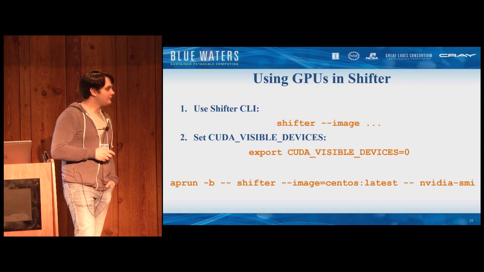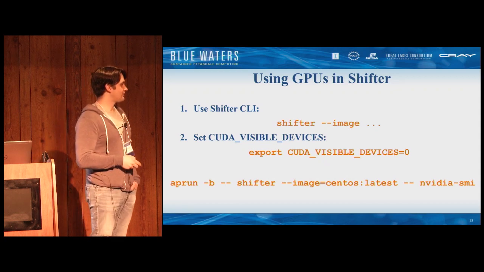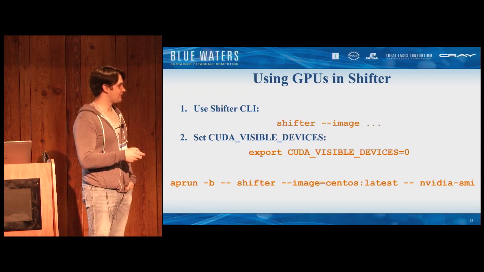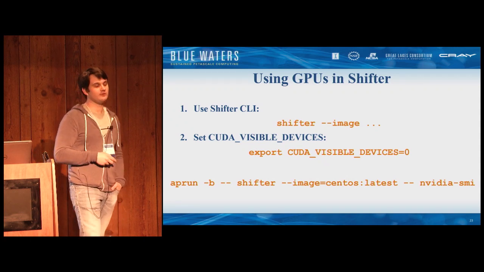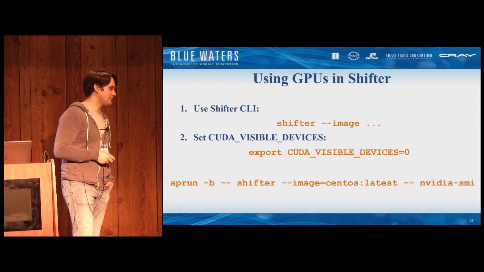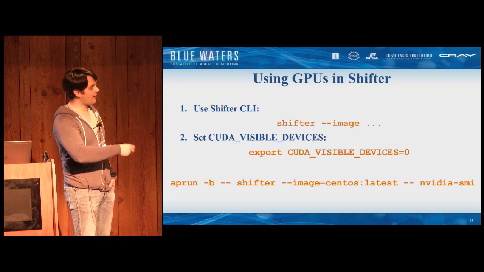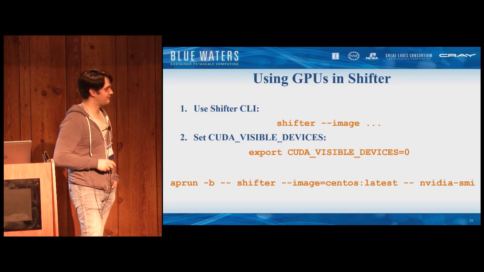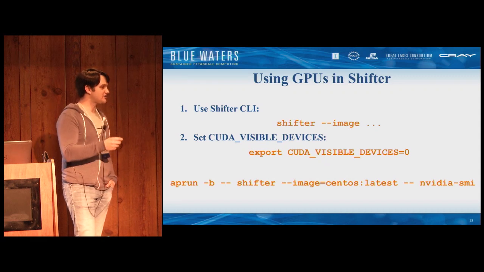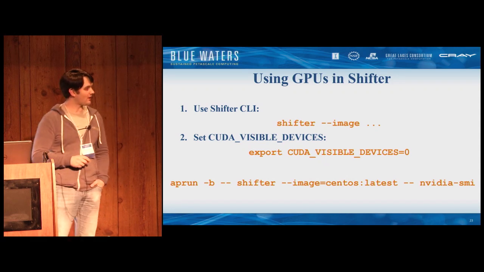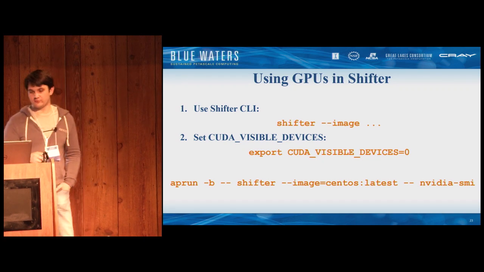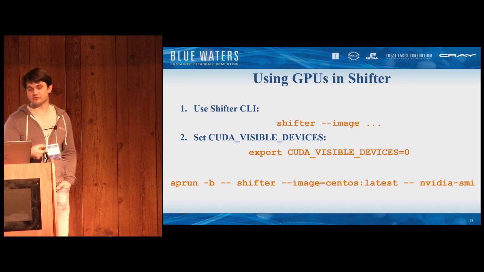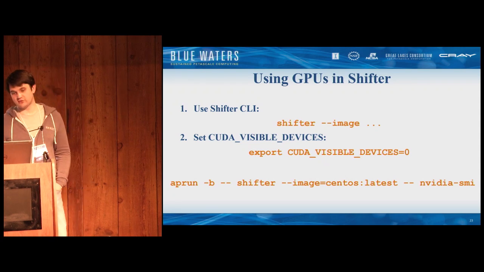So our call to the Shifter application would look like that: aprun -b. The -b is very important for Shifter jobs. And then other options, which I skipped here, then -- meaning the end of options for the aprun command. And then you see shifter, and so forth. We specify the image. This is how we would run a GPU-enabled job, essentially.